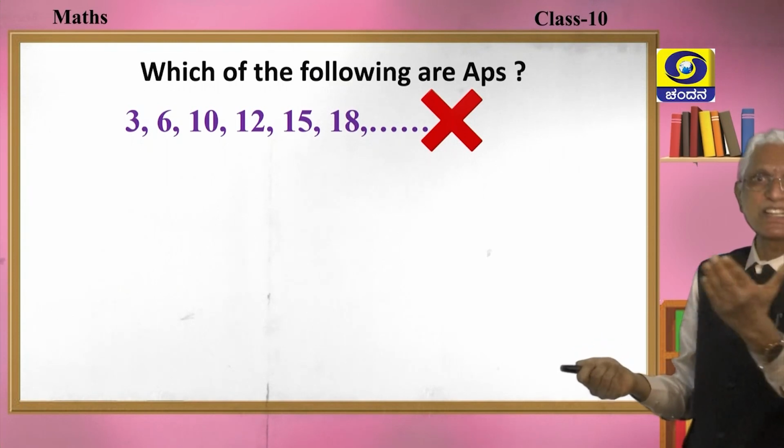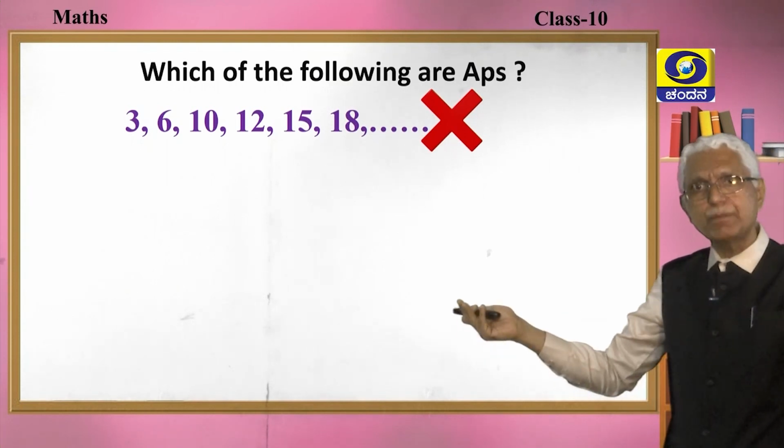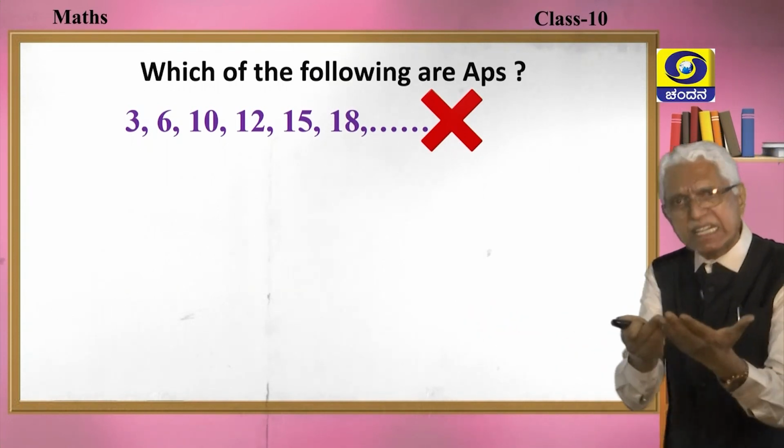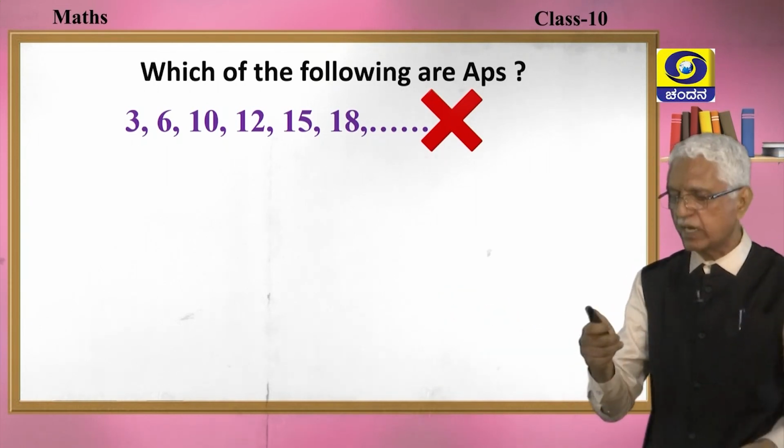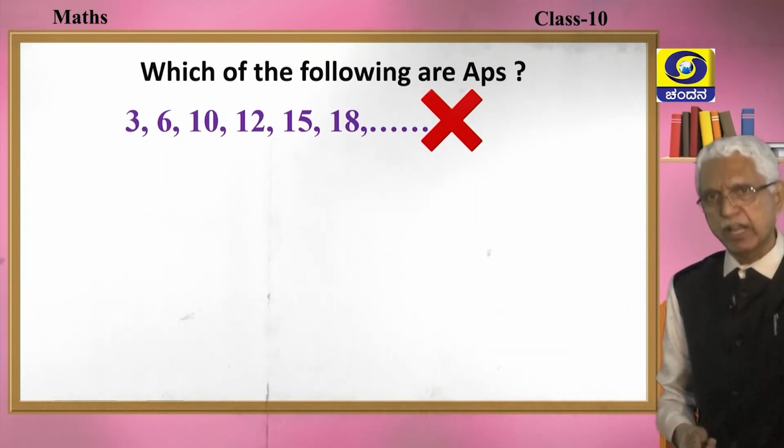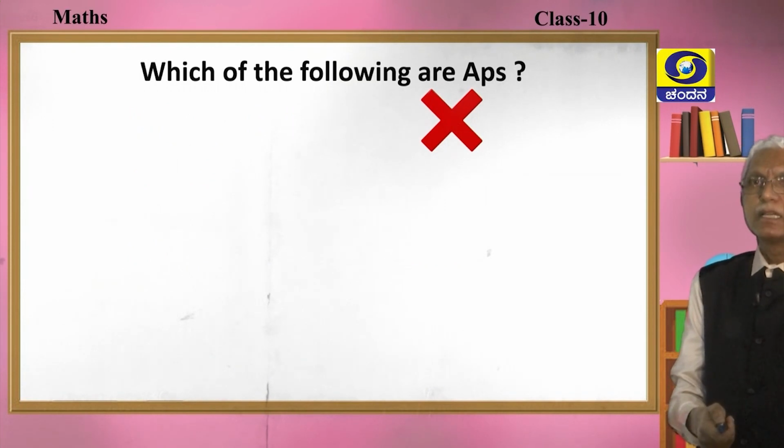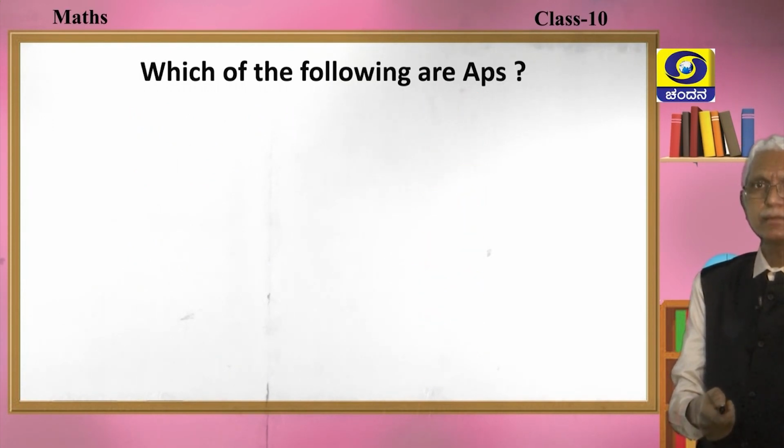6 minus 3 is 3. 10 minus 6 is 4. There ends the matter. It does not have a common difference. Therefore, it is not an arithmetic progression. Okay, done. Wonderful. Shall we take the second example, my dear children?